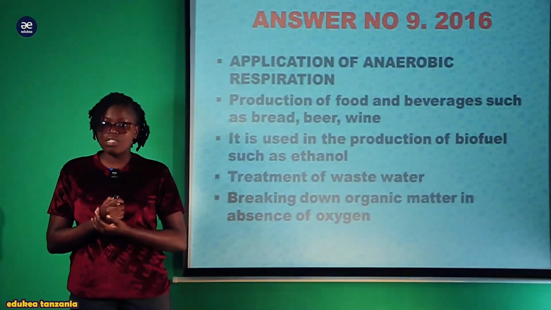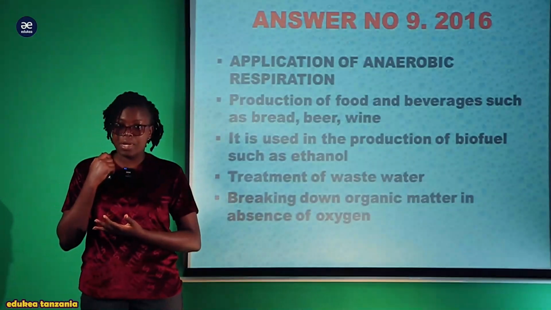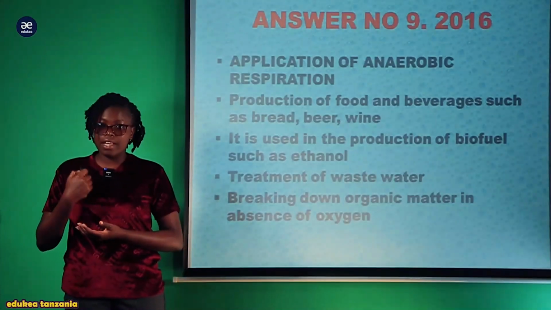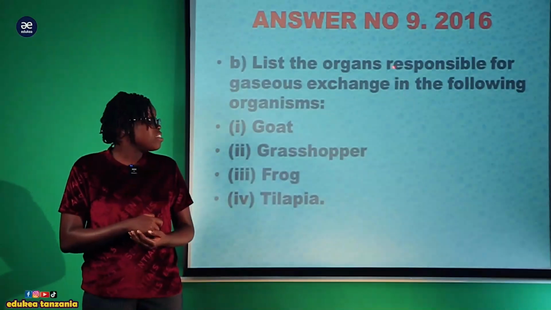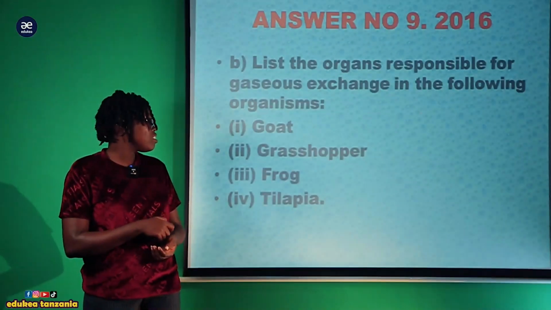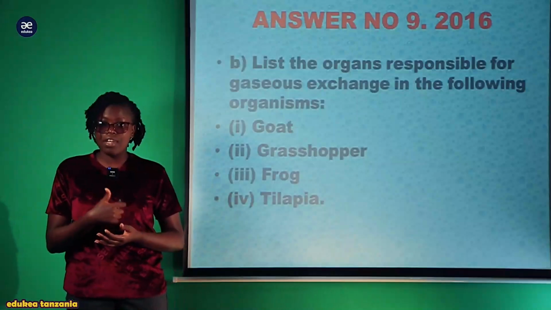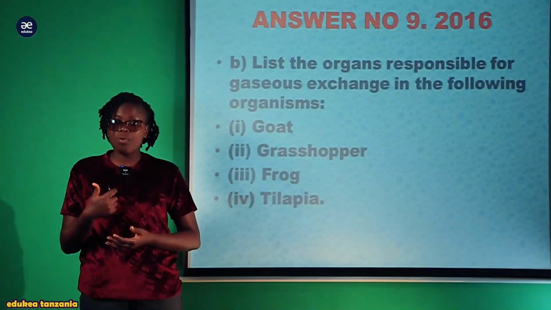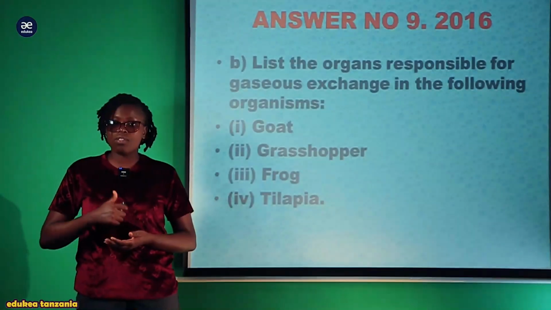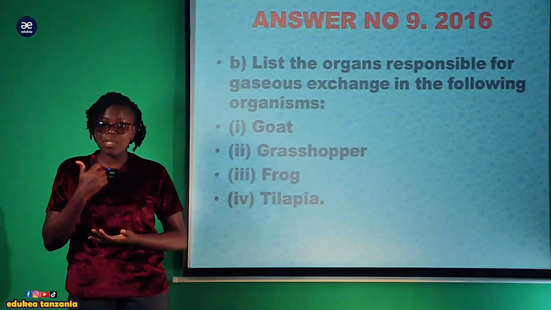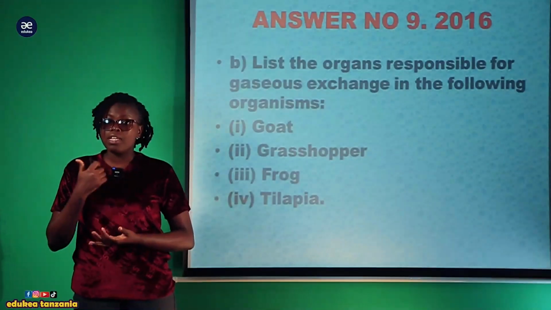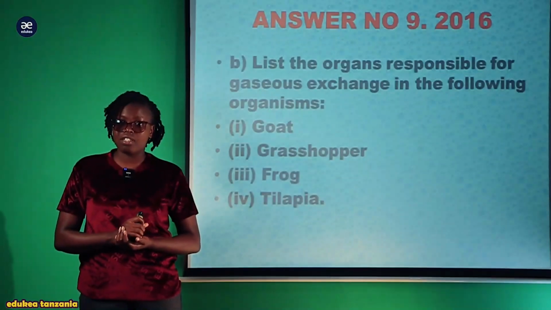Now let us shift to question number 9 Roman B. The question number 9 Roman B states that listing the organs responsible for gaseous exchange in the following organisms. You are being given the list of organisms. Now you are needed to be aware of their respiratory surface. This question, as I've already stated, has been constructed from the topic of gaseous exchange and respiration.